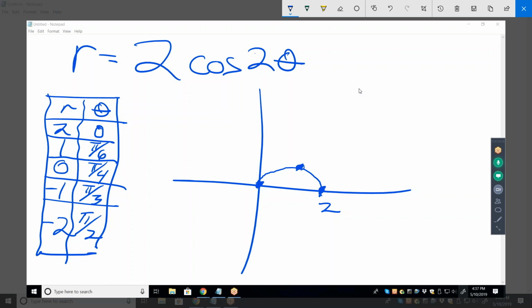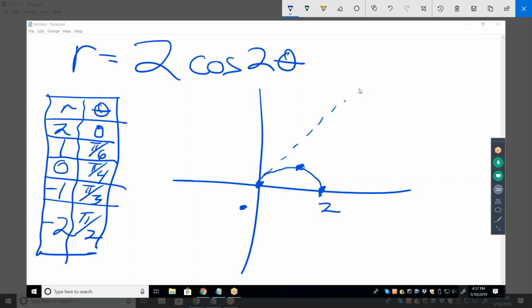And now, if I want where pi over 3 is, r is -1, which is about there. You see how I get that? In other words, pi over 3 is 60 degrees, which is this angle, but it's a -r, so you've got to go in the opposite direction. So that's how I get this point right there.